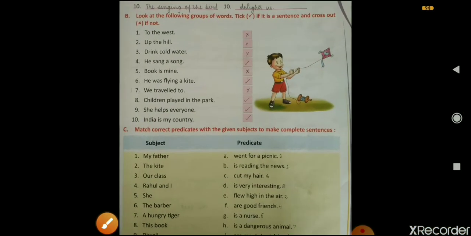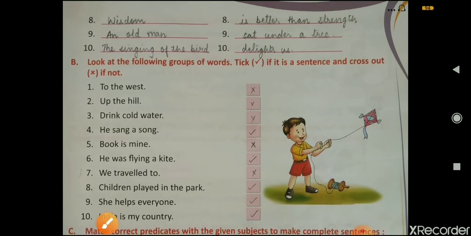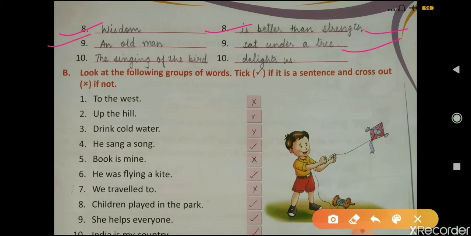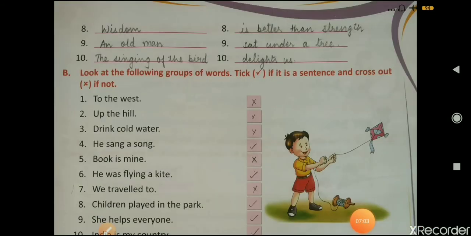Now next question, question number 8. Wisdom is better than strength. So wisdom is subject and is better than strength is predicate. An old man, subject, sat under a tree, predicate. The singing of the bird delights us, predicate. And the singing of the bird, subject. Okay. You have to complete this work in neat and clean handwriting in your book.